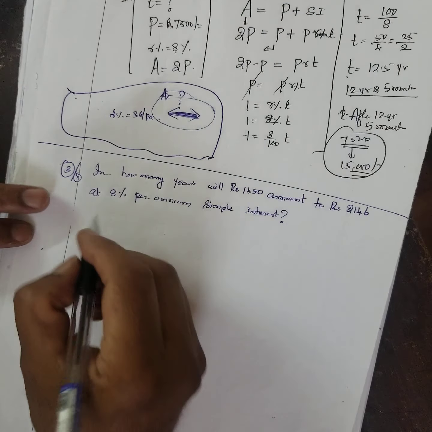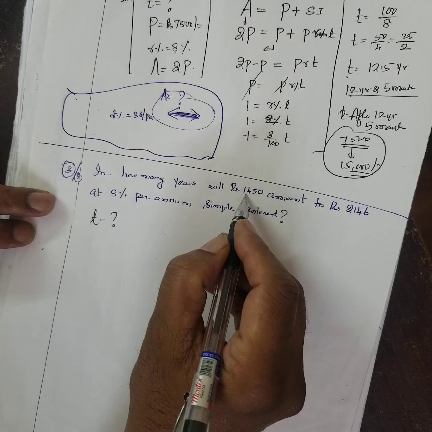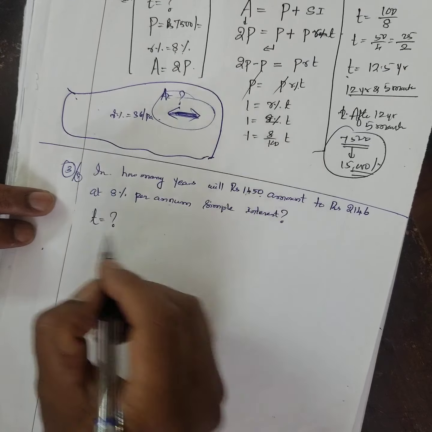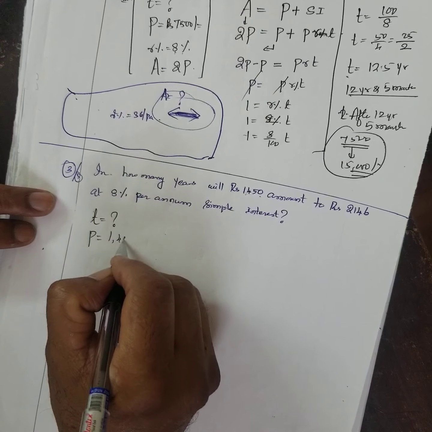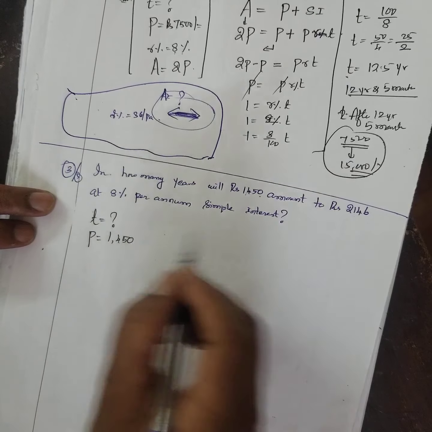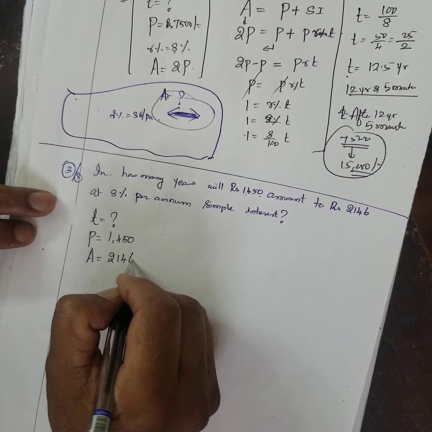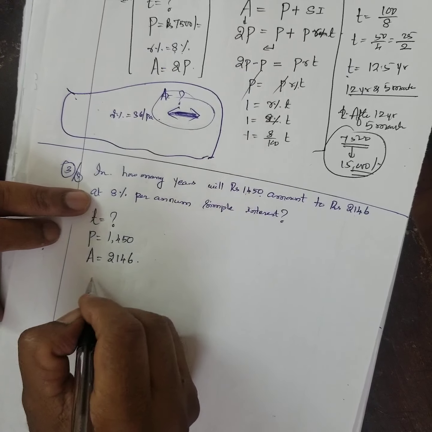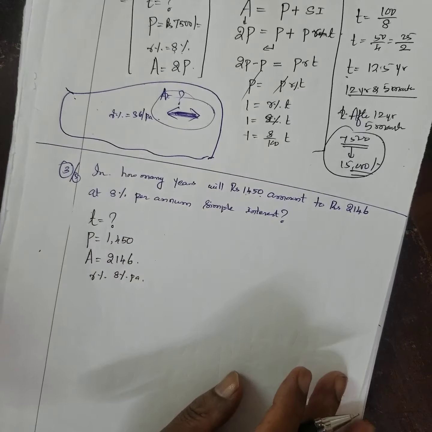See, in how many years will 1,450, that means the principal is 1,450, amount to, what is that amount? Amount to 2146, at the rate of interest of 8% per annum of simple interest.